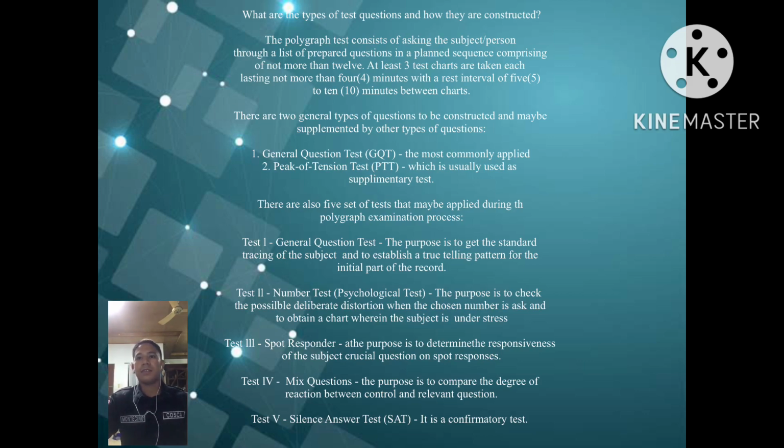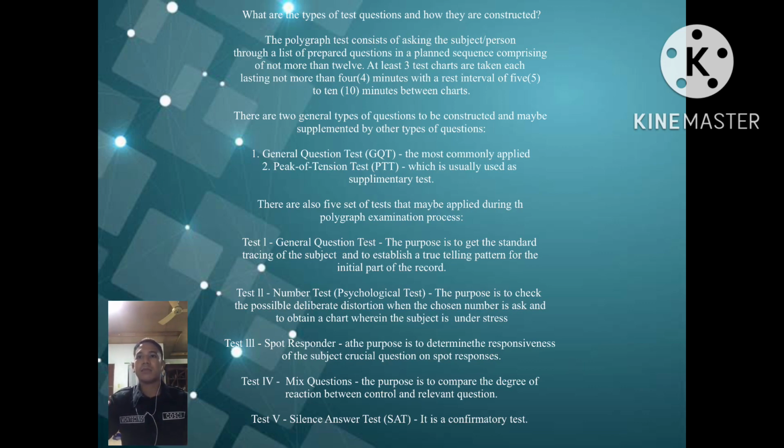There are also 5 sets of tests that may be applied during the polygraph examination process. Test 1, general question test. The purpose is to get the standard tracing of the subject and to establish a true telling pattern for the initial part of the record. Test 2, number test. Psychological test. The purpose is to check the possible deliberate distortion when the chosen number is asked and to obtain a chart wherein the subject is under stress.